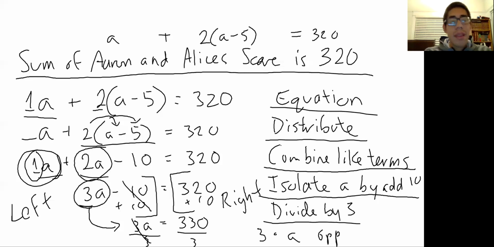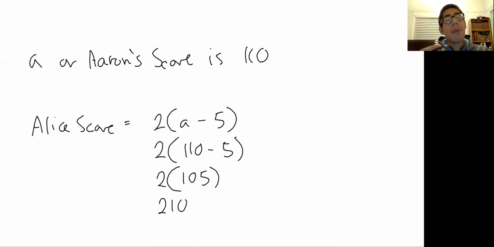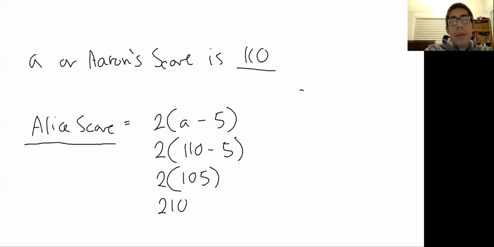So a, or remember, we were solving for Aaron's score. Aaron's score is a. When we end up dividing 330 by 3, we end up getting 110. That means that Aaron's score is 110. We figured out what Aaron's score is, but we're not done. We need to figure out what Alice's score is, right? So Alice's score, remember, it was represented by 2 times the difference of Aaron's score. Well, now we know what Aaron's score is, right? We know that A is equal to 110.